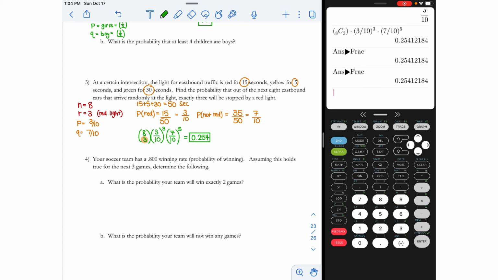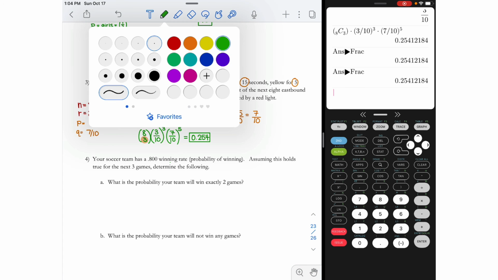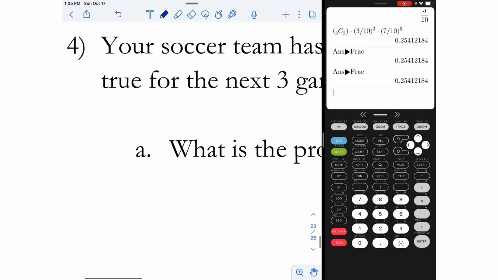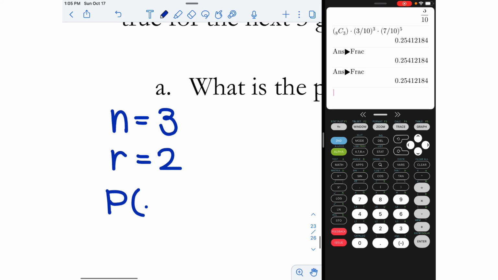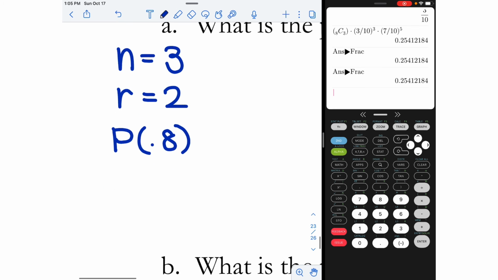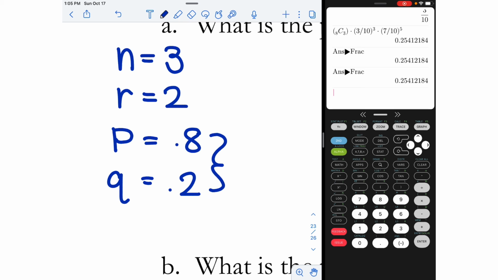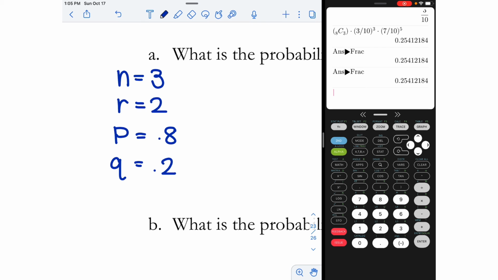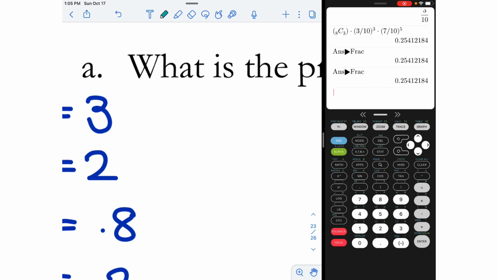So then this one says, your soccer team has a 0.8 winning rate, probability of winning. Assuming this holds true for the next 3 games, determine the following. What's the probability that you will win 2? Okay, so total amount of games we're testing is 3. We want 2 wins. The probability that I win is 0.8, which means the probability that I lose is 0.2, because remember, these have to add up to 1. So if I have an 80% chance of winning, I have a 20% chance of losing. And that's all I need to know to do this binomial theorem.